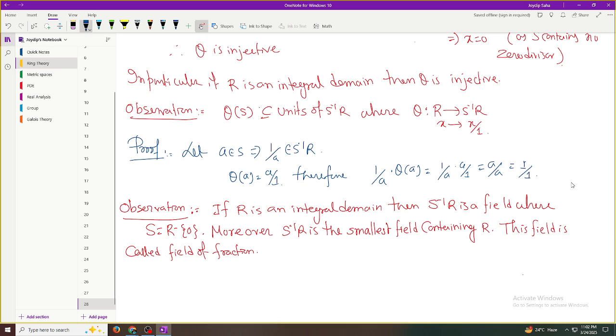Okay, so theta is a subset of units of S inverse R, because by calculation. Now this proof: theta of S is a subset of units of S inverse R. Now S is R minus 0.